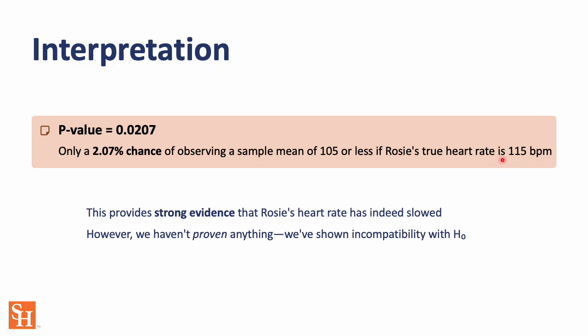And what does that mean? That means we have enough evidence for the alternative hypothesis. And what was our alternative hypothesis? That was a left tail test, right? Our population parameter less than 115. That was our alternative hypothesis, right? That means we are providing strong evidence that the heart rate of this particular variety of dog has indeed probably slowed down, right?